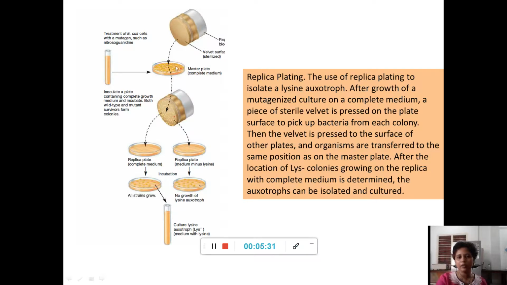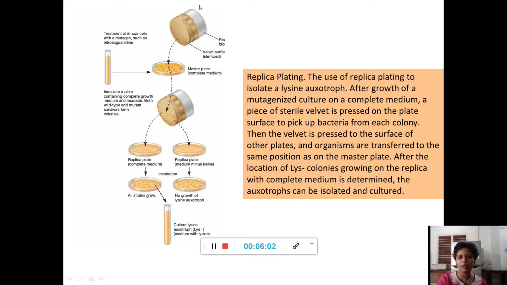So in this plate, both the prototrophs as well as the auxotrophs will grow because of the presence of that particular amino acid. After that, you prepare a replica of that particular plate onto two media. One media will be the same complete media, and the next one is a media minus lysine. It can be any amino acid here. In this picture they have depicted lysine.